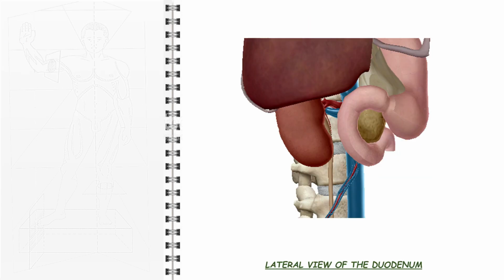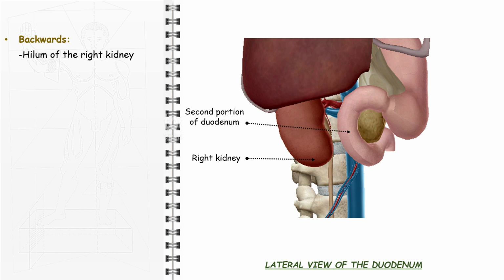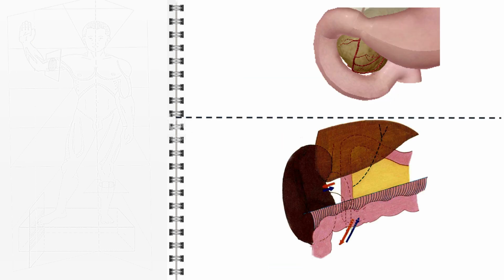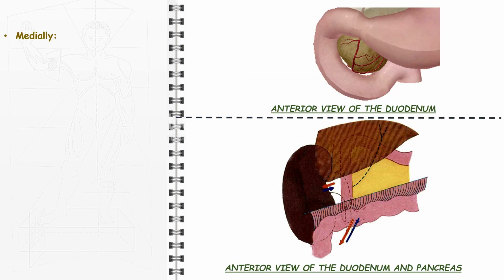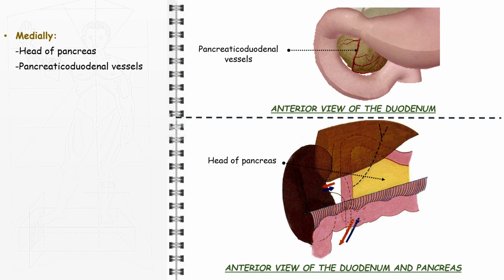Backwards through the Treitz fascia, it is in contact with the hilum of the right kidney, the right gonadal vessels and the inferior vena cava. Laterally and medially, it stands between, medially, the head of pancreas between the pancreaticoduodenal circles, the paraduodenal portion of the bile duct and the hepatopancreatic ampulla of Vater, and, laterally, the medial border of the right kidney and the right colic flexure.